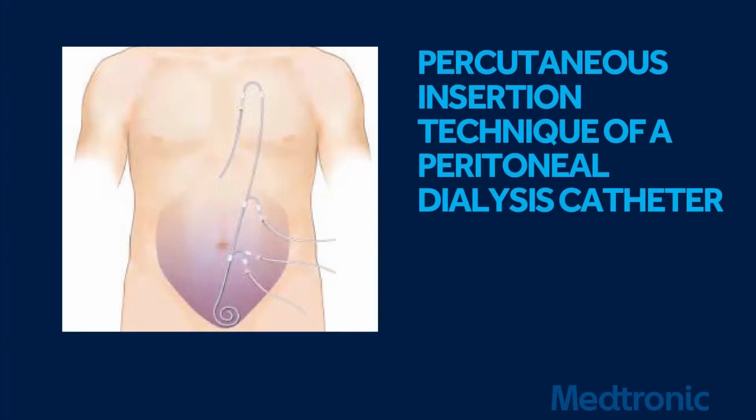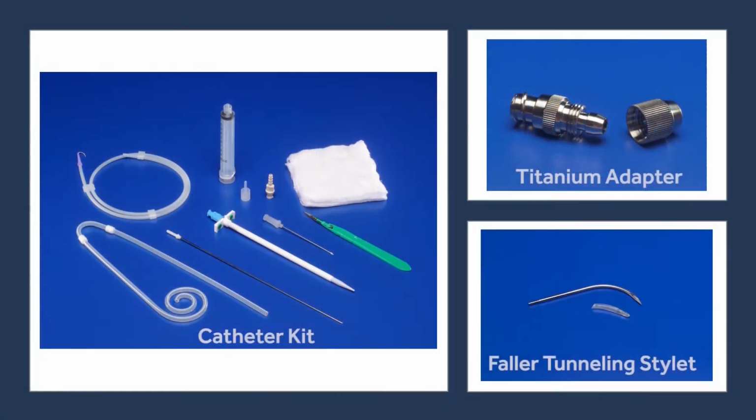Peritoneal dialysis has been around since the 1920s and is an alternative option to hemodialysis. The various techniques used to place peritoneal dialysis catheters include laparoscopic, open, and percutaneous. The focus of this video will be the percutaneous technique using the Medtronic Argyle curl catheter.